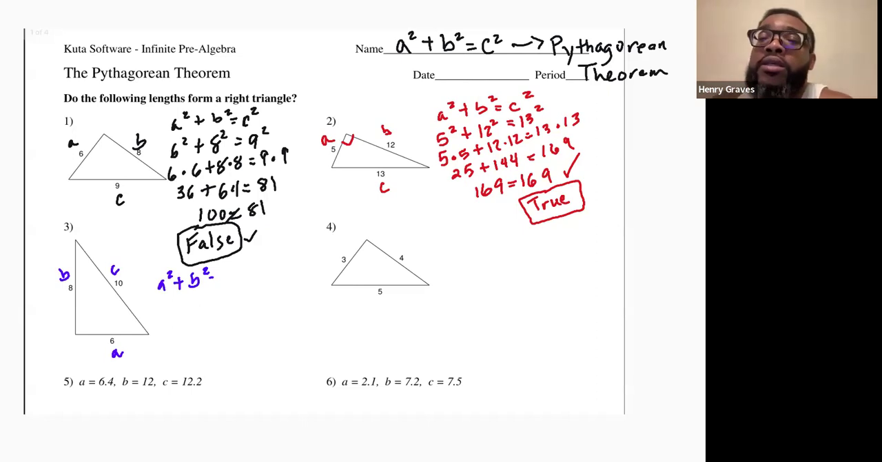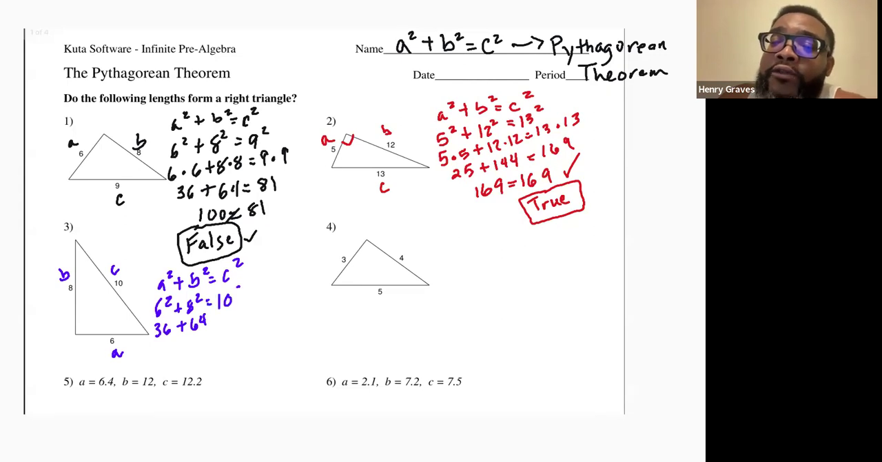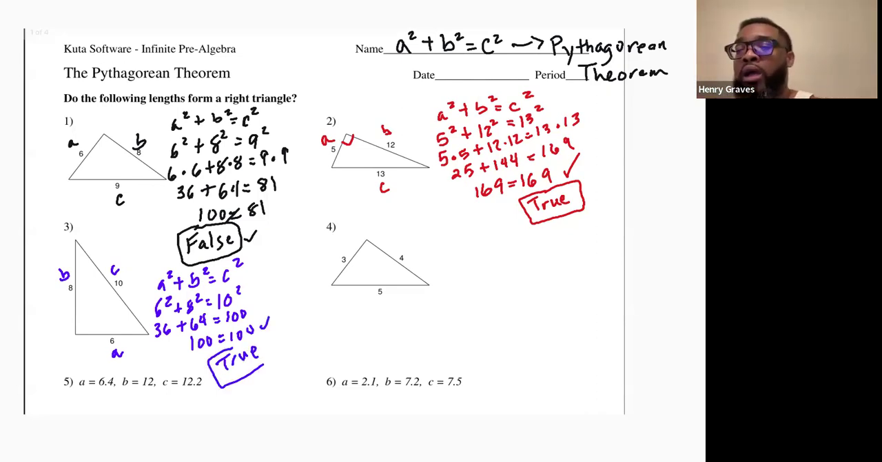So in this case, I'm going to have 6 to the second power. I know that's going to be 36 because 6 times 6 is 36. B squared is going to be 8 squared, which is 8 times 8, which is 64. And 10 squared is going to be 100, of course, because 10 times 10 is 100. And look at that, 100 is equal to 100. So this one here is going to be true. Now I'm going to go to number 4.